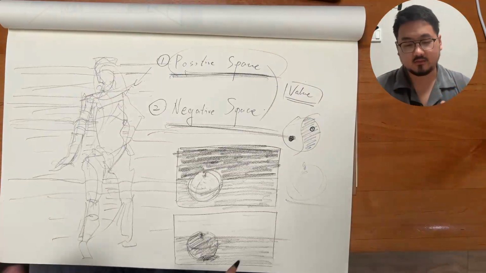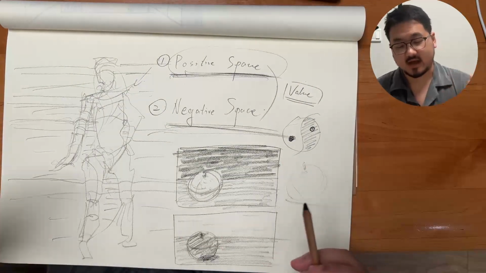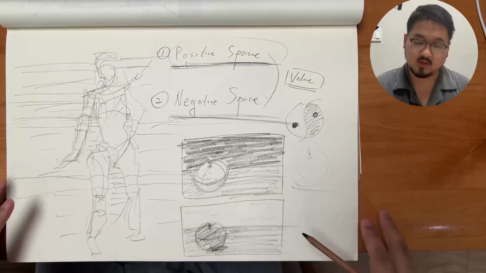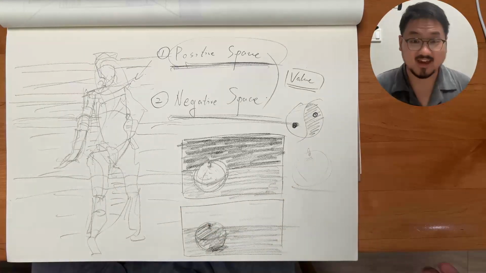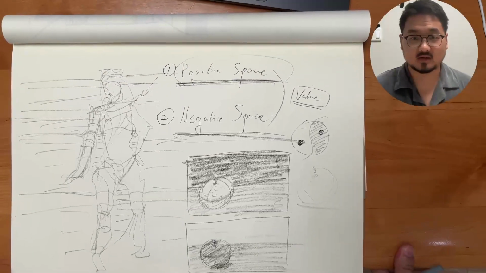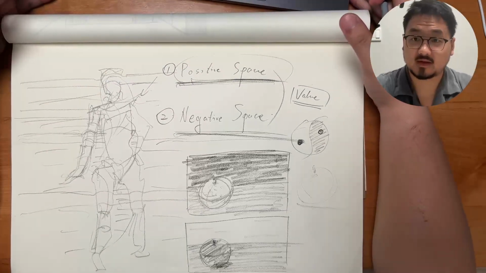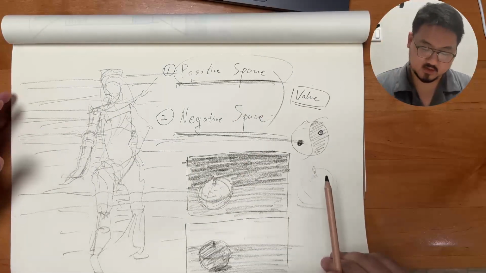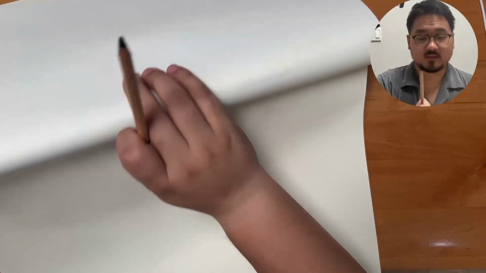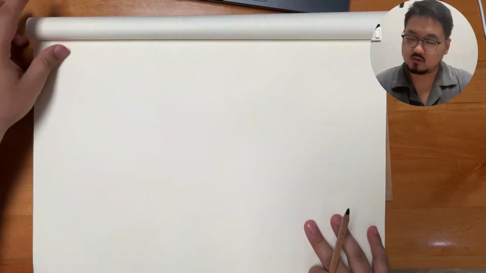All right, so previously we talked about positive space, negative space, gesture, yin and yang, and how to use value, and also the importance of negative space, because you're going to worry about negative space if you want these things to stand out. So let's continue.